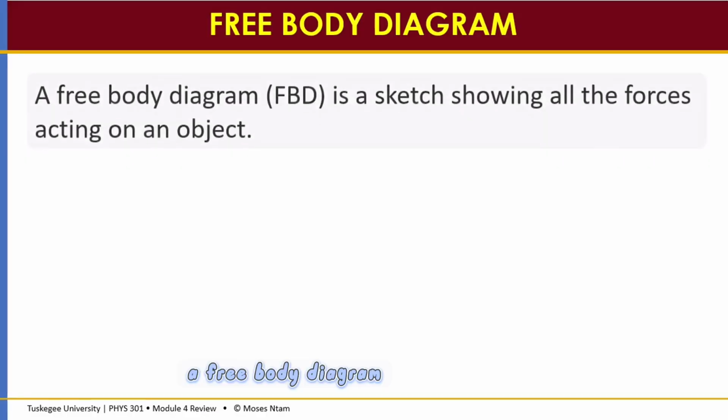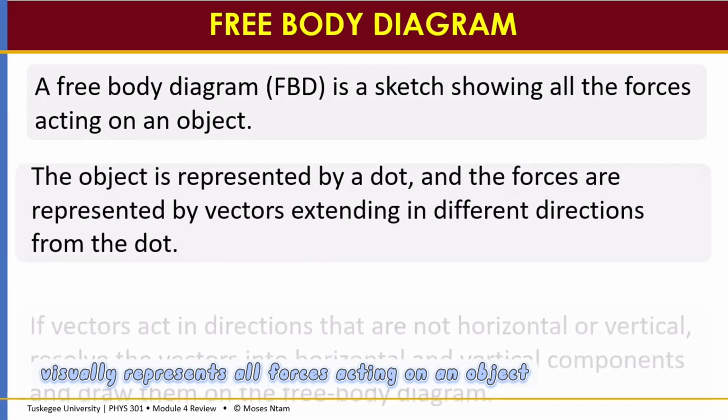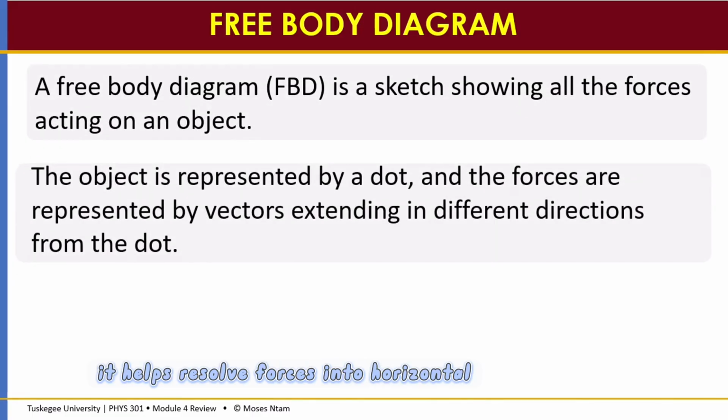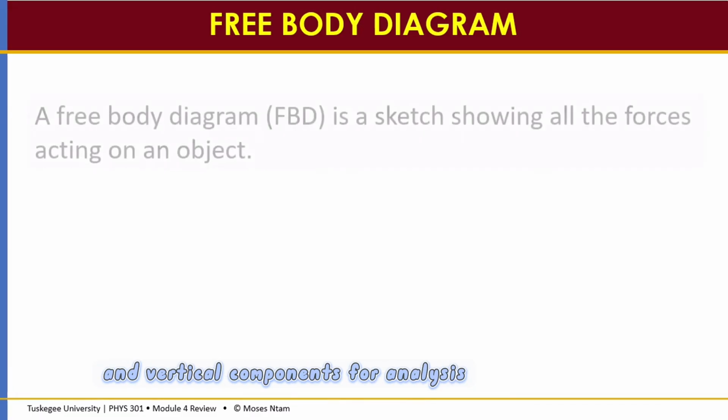A free body diagram visually represents all forces acting on an object, using vectors extending from a dot. It helps resolve forces into horizontal and vertical components for analysis.